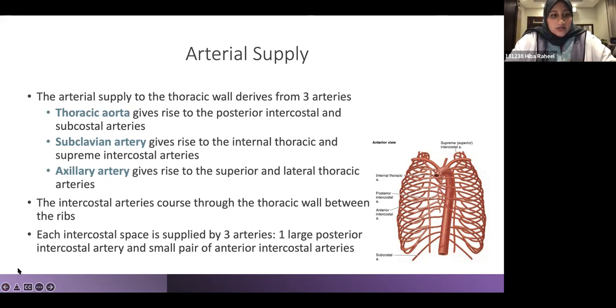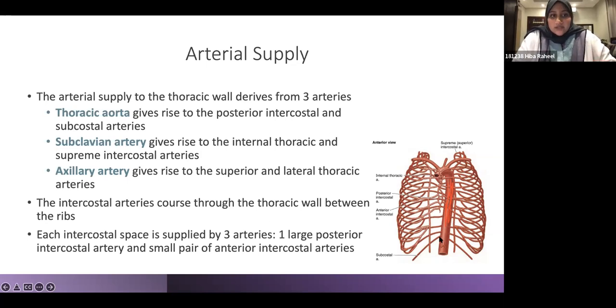Let me see if I can use the pen to annotate. Yeah, here. Okay, so this part is the thoracic aorta. Can you guys see my pen? This part is the thoracic aorta. It gives rise to posterior intercostal and subcostal arteries. So this part, posterior intercostal arteries, come from thoracic aorta, and this part, subcostal artery, which is the last artery that is at the very bottom, runs below the 12th rib. Can you see it's coming from the thoracic aorta right over here?